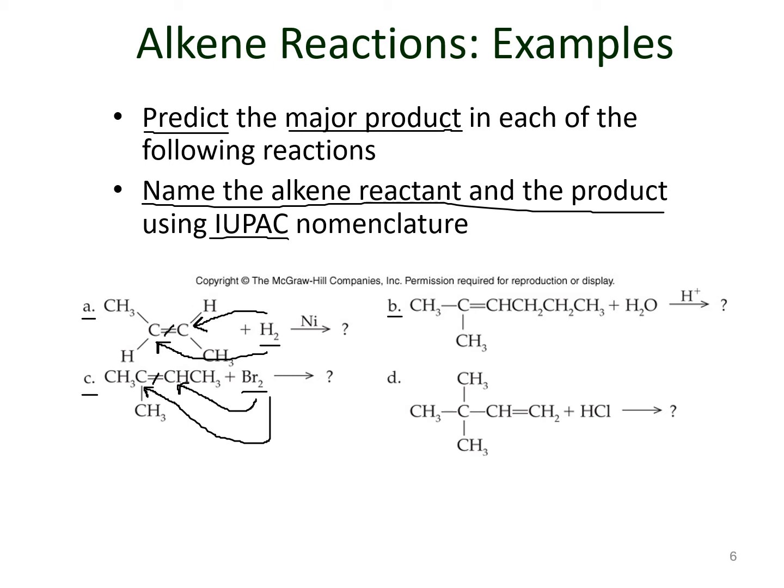Whereas in B and D we have to apply Markovnikov's rule, and in this case, example B, the hydrogen, according to Markovnikov's rule, goes to the carbon which had more hydrogens present before the reaction. So this is the one, it had one hydrogen. This carbon does not have any hydrogen. So the hydroxyl, or the OH, of the water molecule will go to the carbon with fewer hydrogens that were present, which is this one in this case.